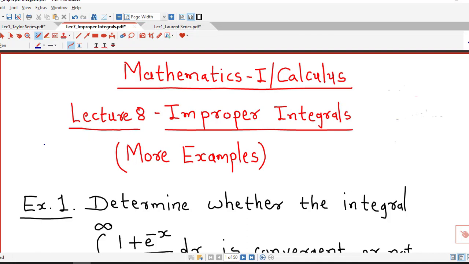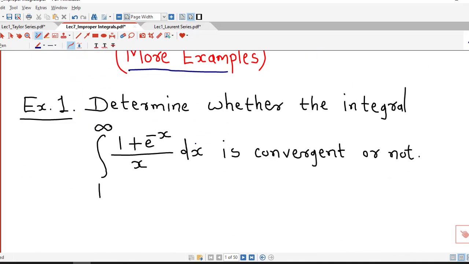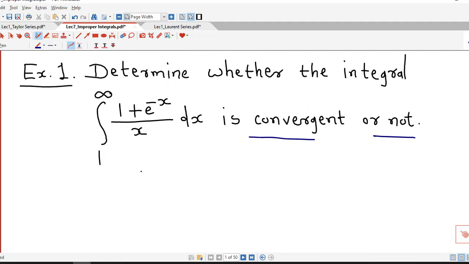In this lecture, we are going to discuss some more examples on improper integrals which can be asked in university exams. So we start with the first example. Determine whether the integral of (1 plus e raised to minus x) over x from 1 to infinity is convergent or not. So here we are asked to check the convergence of this improper integral of type 1. Here the upper limit is infinite, so this is an improper integral of type 1. And we just have to check whether this integral is convergent or not.